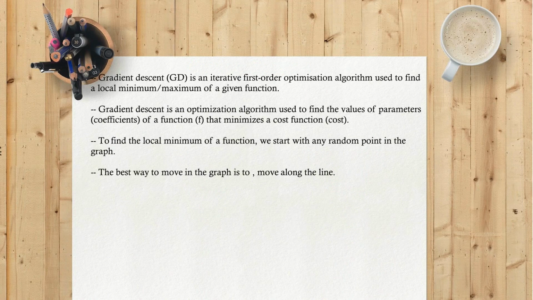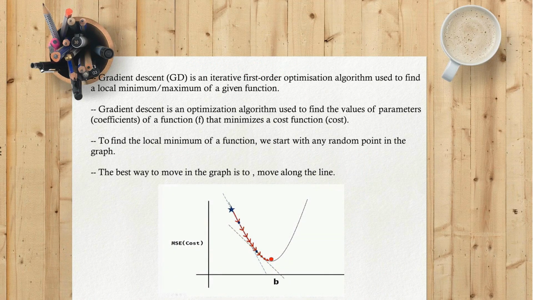Gradient descent, GD, is an iterative first-order optimization algorithm used to find a local minimum or maximum of a given function. Gradient descent is an optimization algorithm used to find the values of parameters, coefficients, of a function f that minimizes a cost function, cost. To find the local minimum of a function, we start with any random point in the graph. The best way to move in the graph is to move along the line.